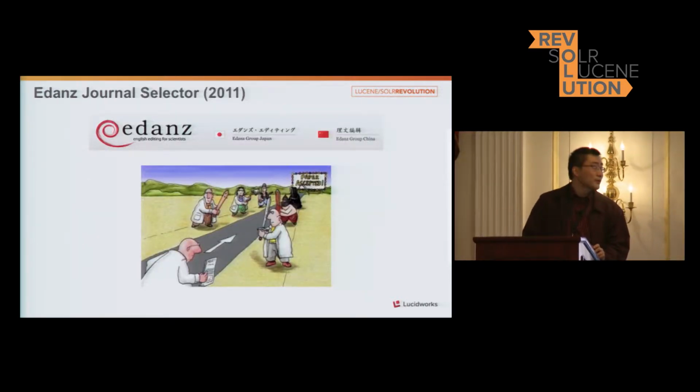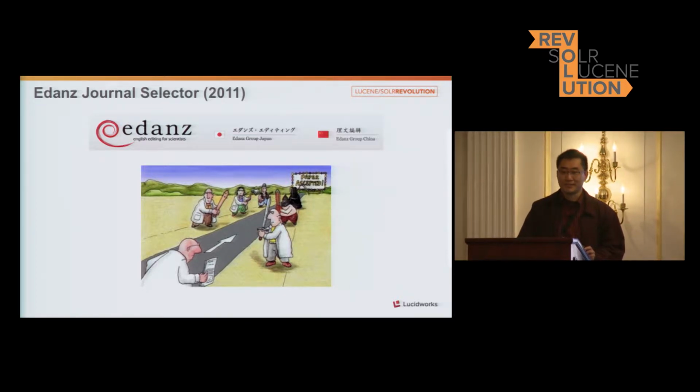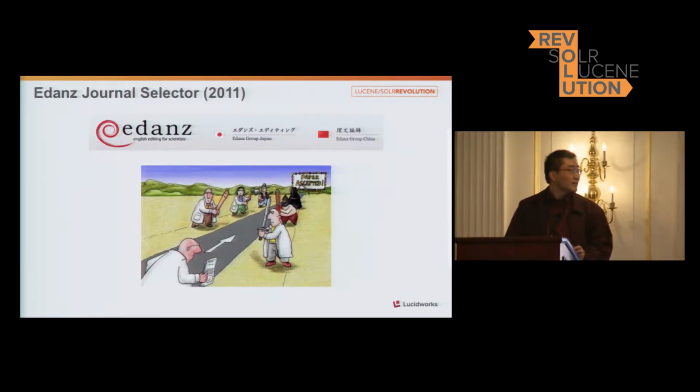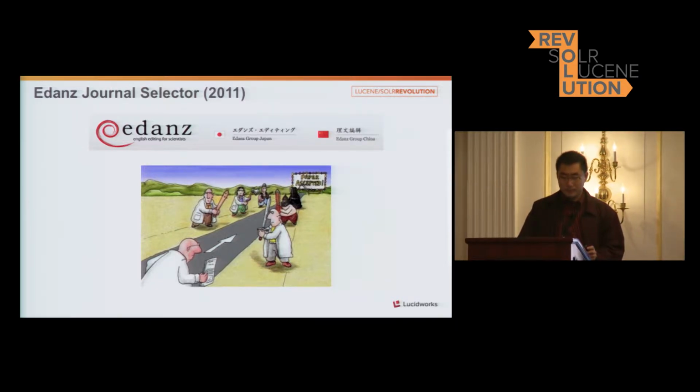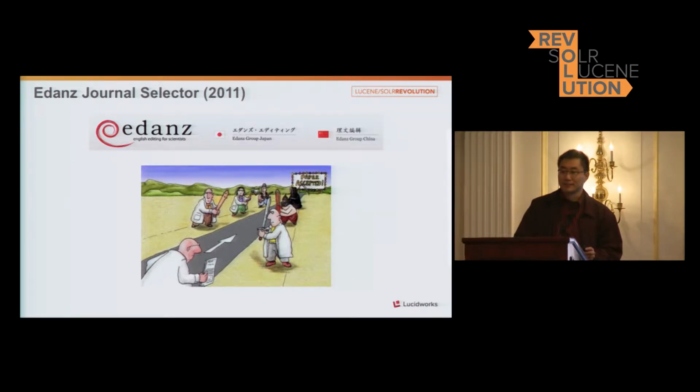Today, I'm going to talk about the Edanz journal selector. That's a project I worked on before I joined the EBI. At that time, I worked for a company called the Edanz Group. They provide English editing service to scientists. We have two branches, one in Beijing, China, another one in Fukuoka in Japan.